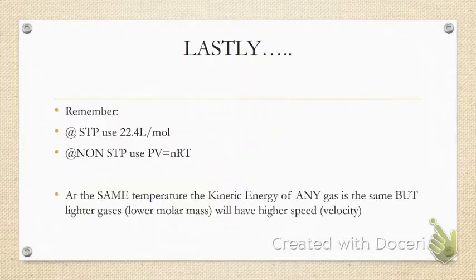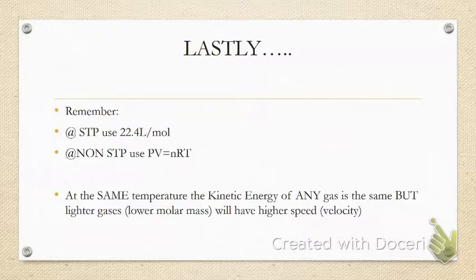All right. So lastly, I'm going to reiterate some stuff just because I want to make sure you know. Remember that at STP, we're going to use 22.4 liters per mole. Do a little happy dance when you see STP because life is easier at STP. And then, of course, if you're at non-STP conditions, you're going to use the ideal gas law. Don't be afraid. You might have to work it 3 or 4 times in 3 or 4 different parameters, just like we did in some of our examples.